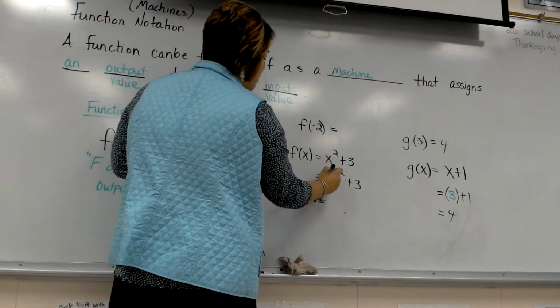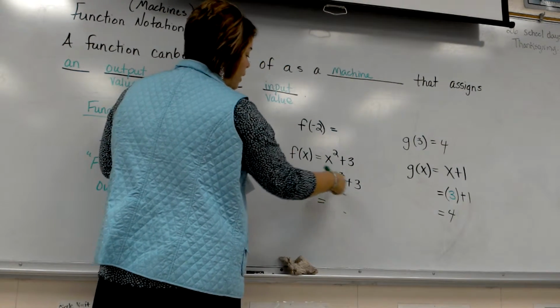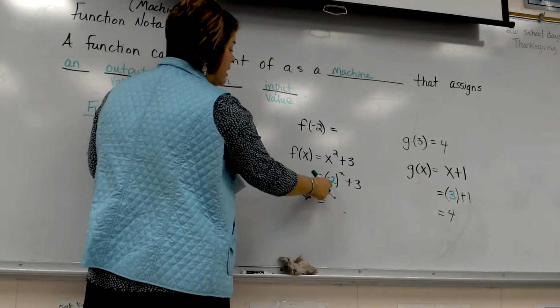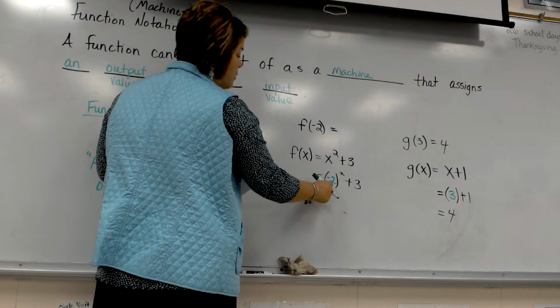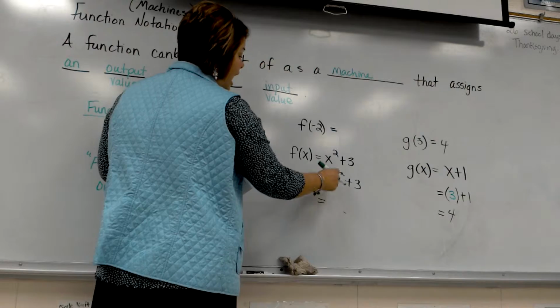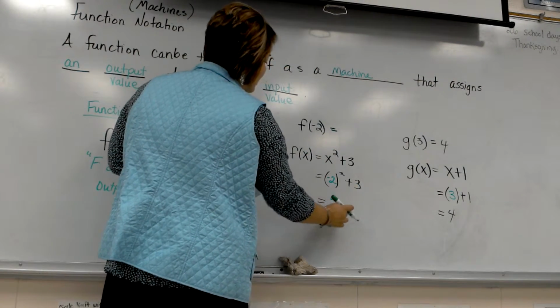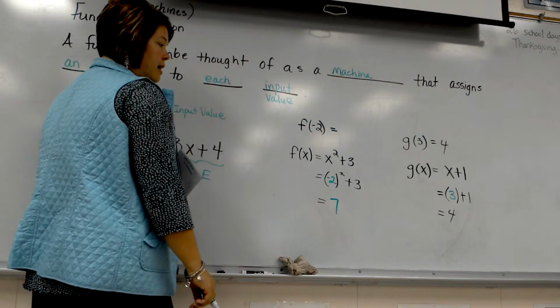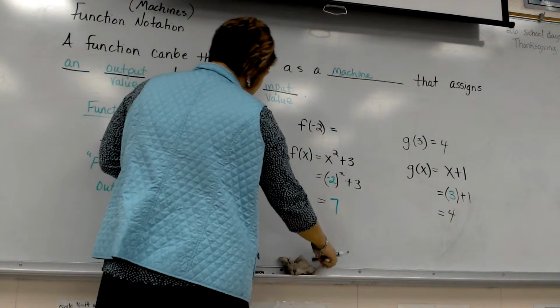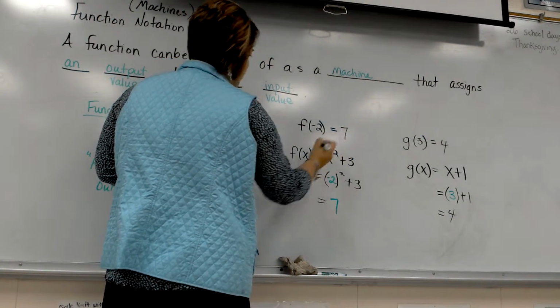So for x, I'm going to put a -2. When I type this in my calculator, I better be getting a positive right here because when I square a negative, I should be getting a +4 plus 3, I should get a 7. Okay? So f of -2 is 7.